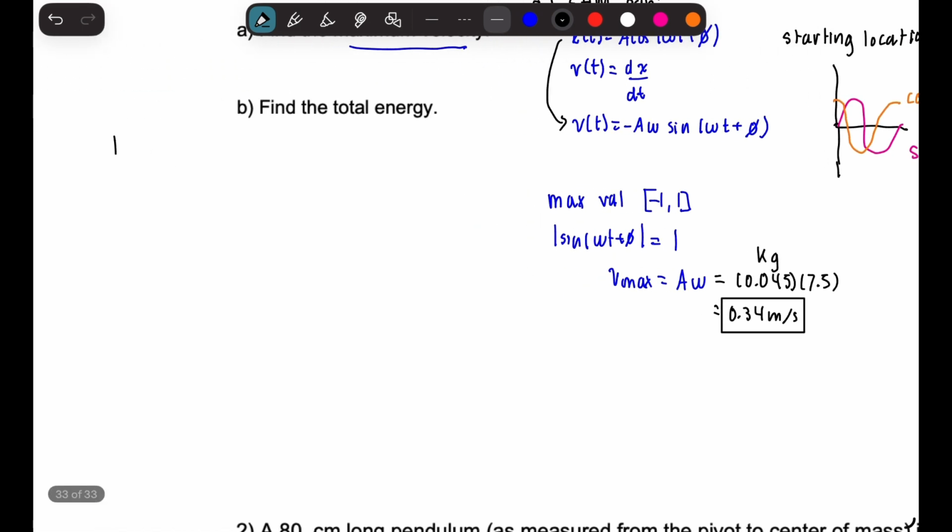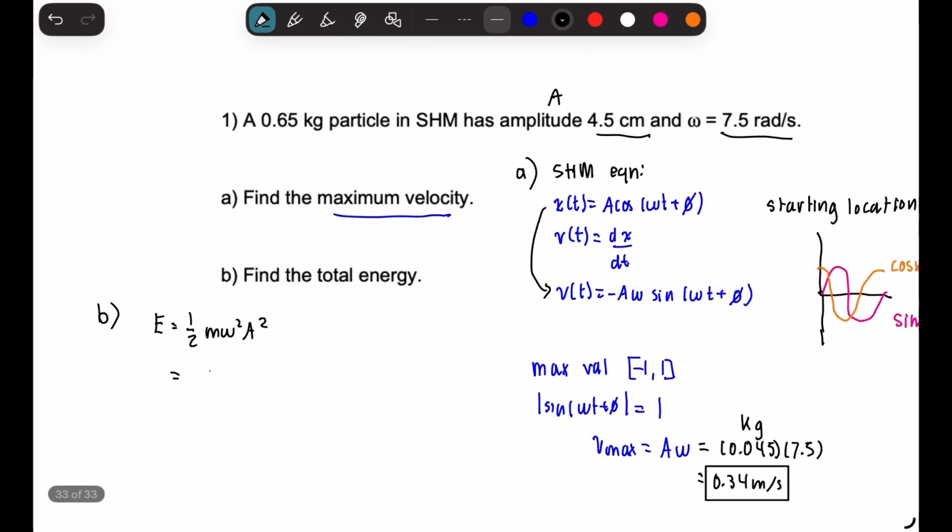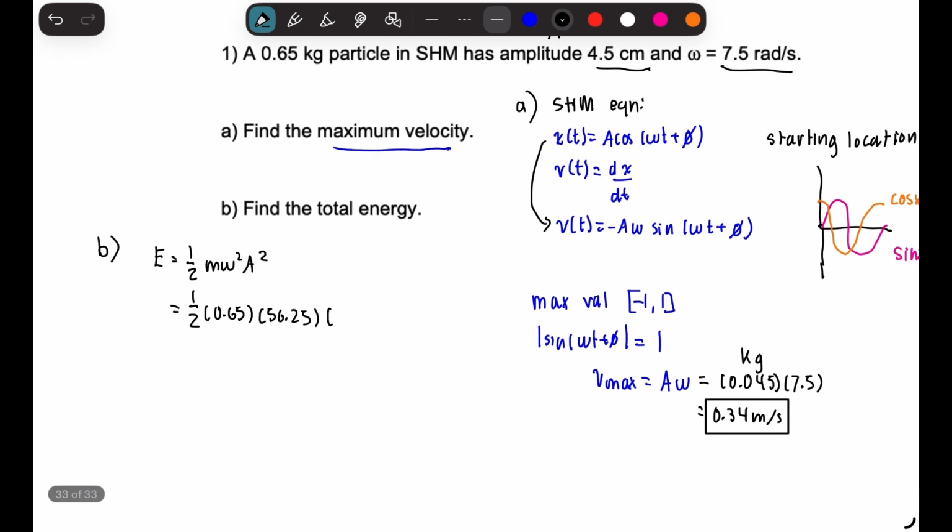Find the total energy. So you need to use your energy formula directly. In simple harmonic motion, you have E is equal to 1/2 m omega squared A squared. And after this, we can square the terms and plug in. So here we have 1/2 times 0.65 times 56.25 times your A, so that's 0.045 squared. And that's going to give you 0.0370 joules.